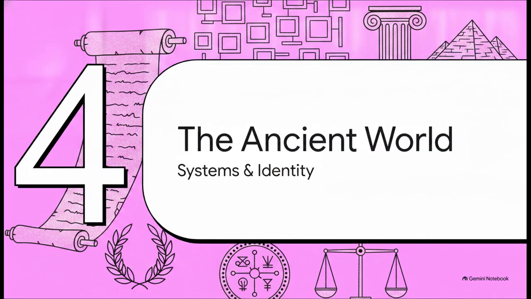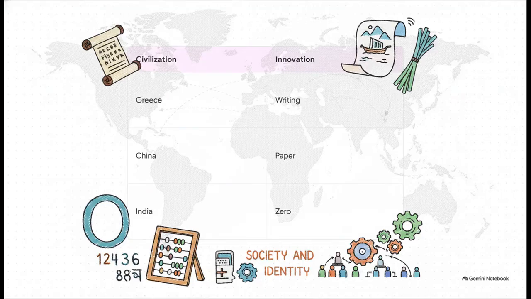Section 4. The Ancient World. When dealing with multiple documents, historians synthesize the data. Notice how incredible intellectual leaps occurred pretty much simultaneously across the globe. The ancient Greeks developed complex writing systems, early China created paper, and early India literally invented the concept of zero. Corroborating these facts helps us prove our DBQ thesis about how major innovations fundamentally changed social systems and structures.